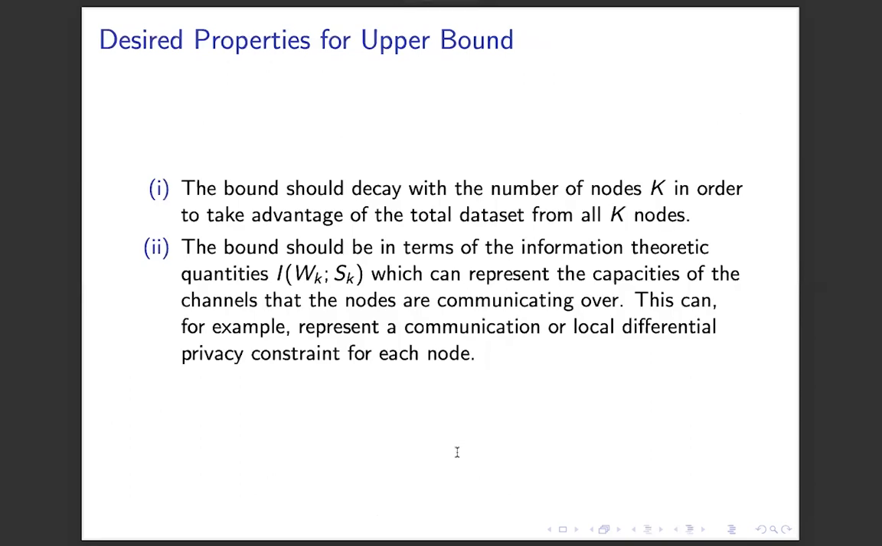So what we'd like in a useful upper bound for these federated learning settings is some bound that decays with the number of nodes, capital K, in order to take advantage of the total data set from all k nodes. Ideally, we would also have terms that look like these mutual information terms, I(W_k; S_k), which is the mutual information between the submodel at node k and the training set at node k, because these can represent the capacity of the channel that the nodes are communicating over. So it could represent a communication or local differential privacy constraint for each of the nodes.